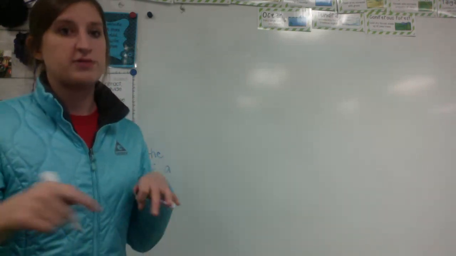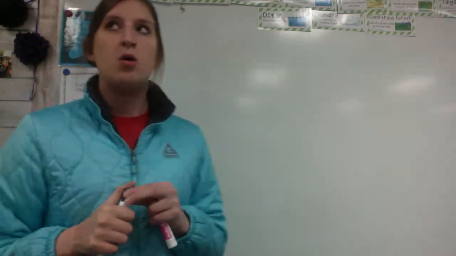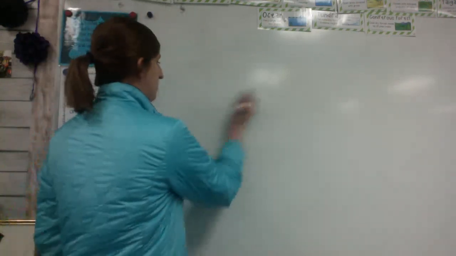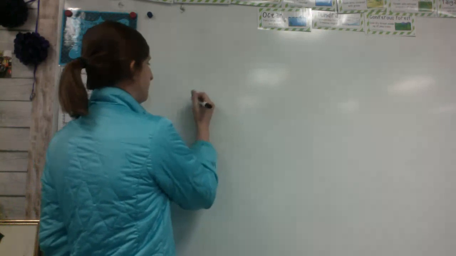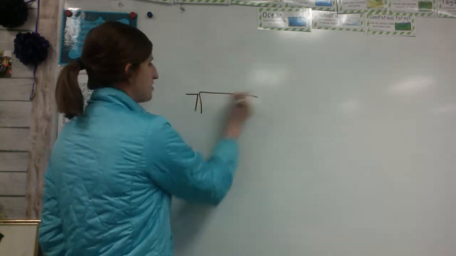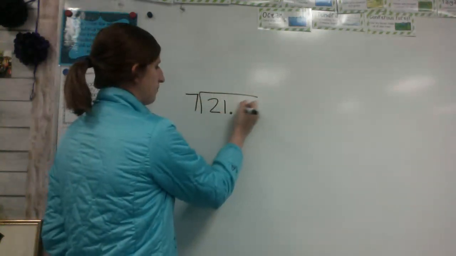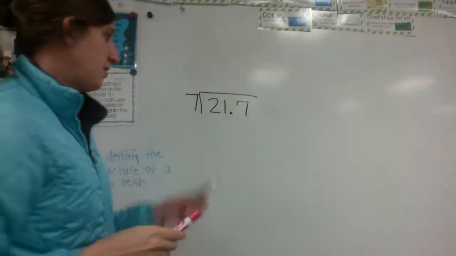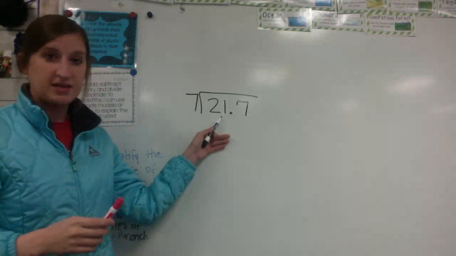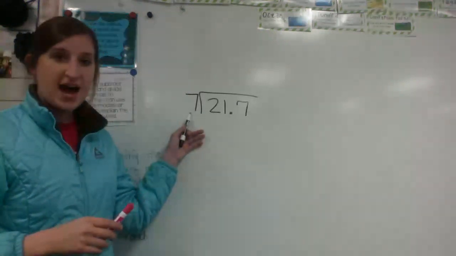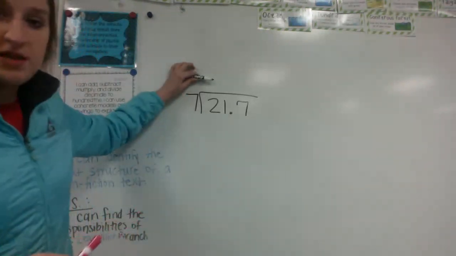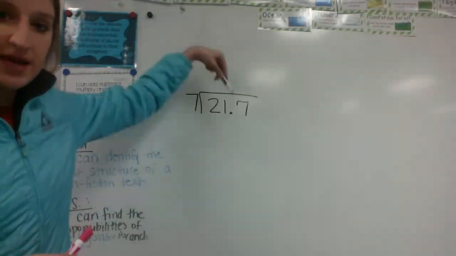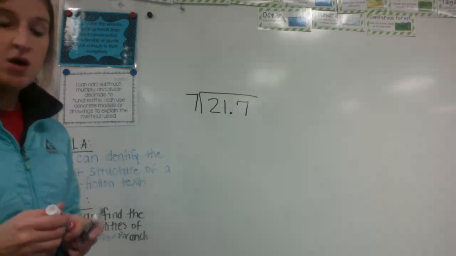In the next video, we're going to solve some problems. But I need you to know what the decimal rules are first before we start all the solving business. So let's pretend I have this problem. This is the dividend. This is the divisor. This would be the quotient. Quotient is the answer. Divisor is a number that is going into the dividend.